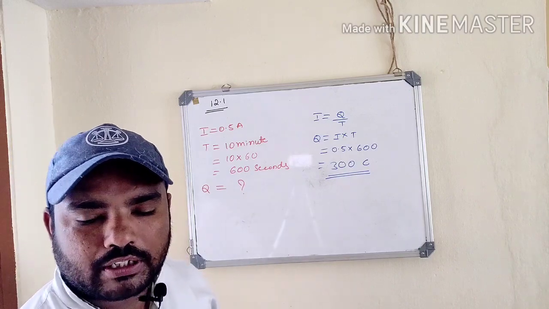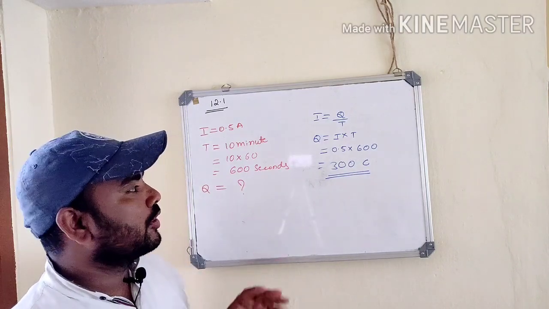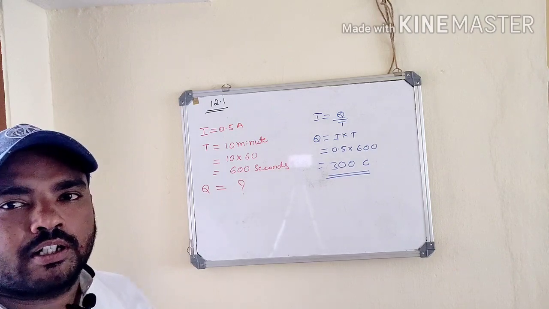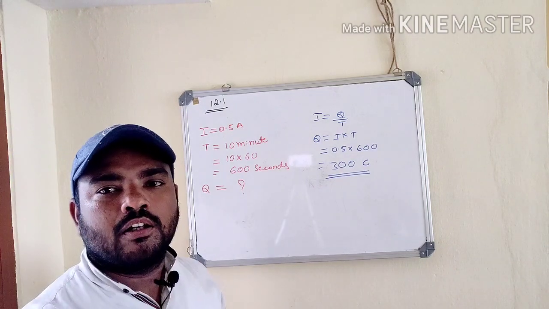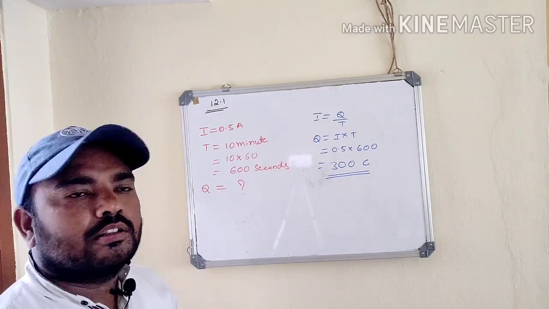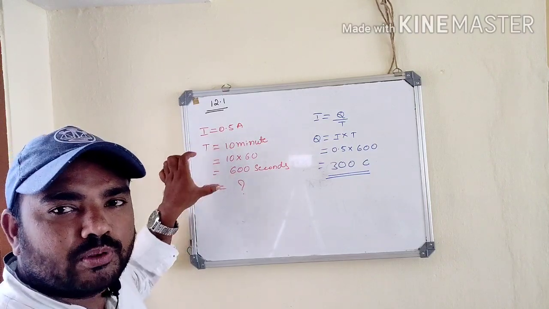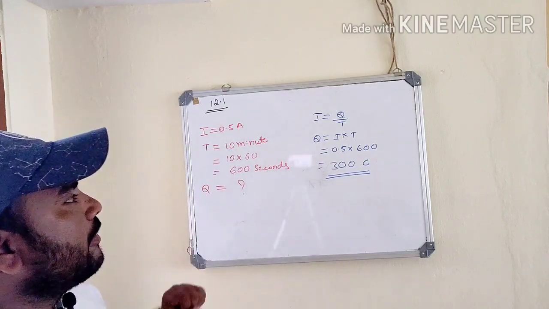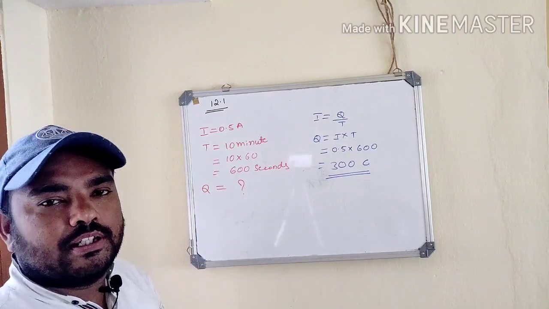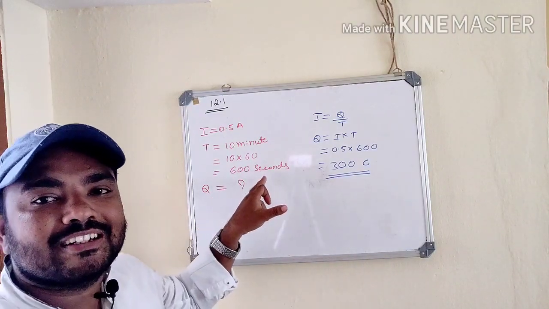Let me go with the next numerical. I hope it is understood, everyone. Let me repeat it one more time if you have any doubt, and you can even comment in the comment box. They have mentioned that 0.5 ampere is flowing through the conductor, right? For how much time is it flowing? For 600 seconds.